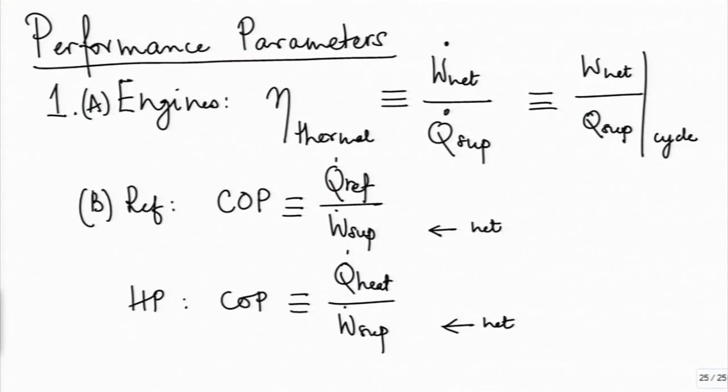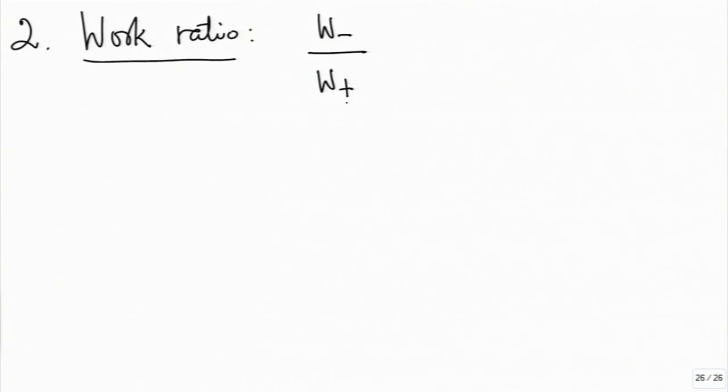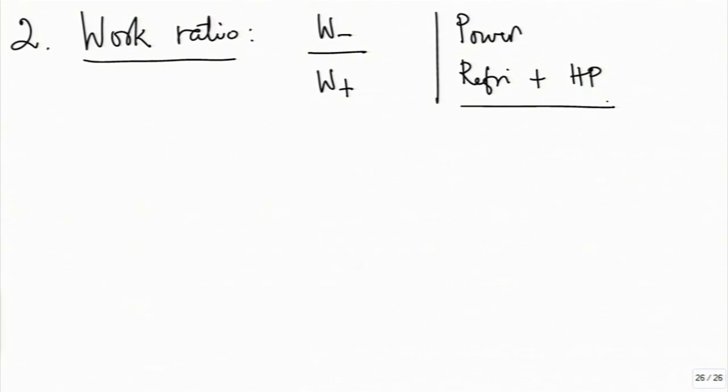The next performance parameter, which we have already talked about, is the work ratio. It is W minus divided by W plus, and although it pertains to power cycles, it is also of significance to refrigeration and heat pump cycles, because although we supply W net, these cycles will have an expander and a compression device. The compression device will be the main consumer of power. If there is an expansion device which produces a significant amount of power, we will have to have a mechanism to absorb that power and make it available to the compressor. If the expansion device produces a very small amount of power, then that is good for us, because we do not have to handle internally large amounts of power transfers.